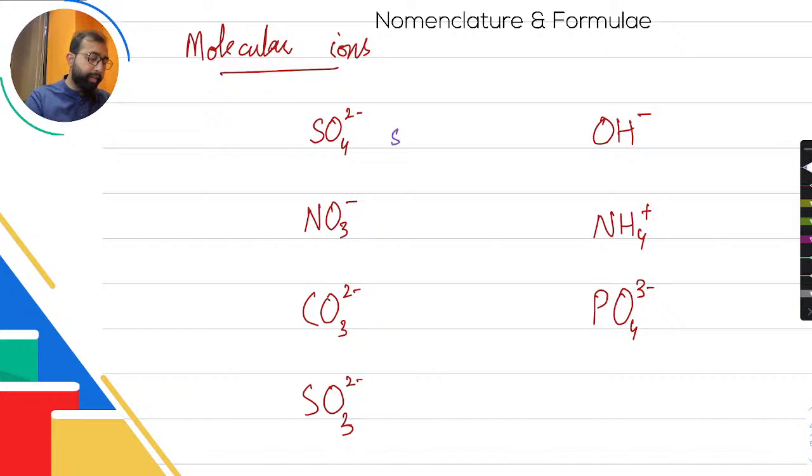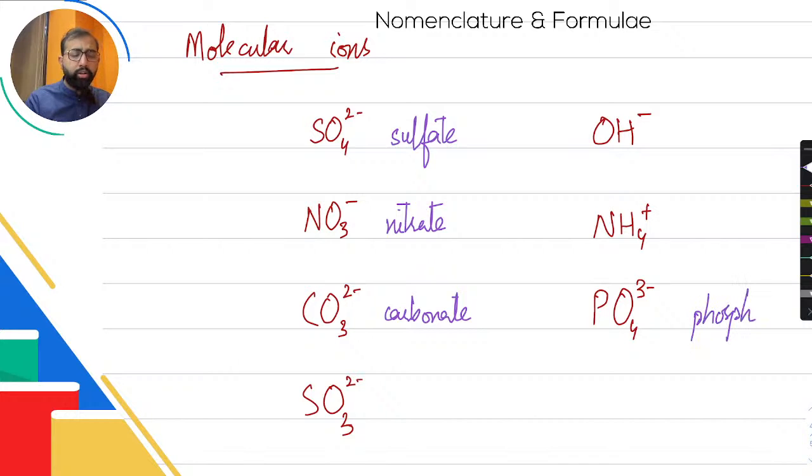This one is sulfate. Notice that it doesn't have "ide" at the end. It's an "ate" thing. That's a hint for us to know that this is a molecular ion. This one is nitrate, carbonate, phosphate. So they're all pretty straightforward, following a trend. These 3 are slightly different. This one is sulfite. This is different from sulfate because it has lost 1 oxygen. It has 1 less oxygen than sulfate.